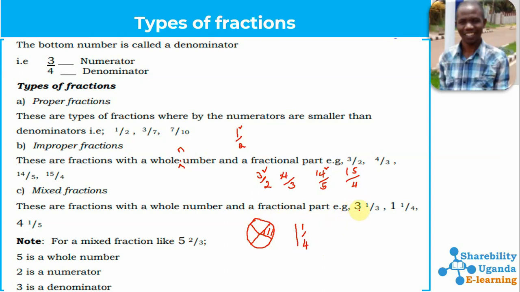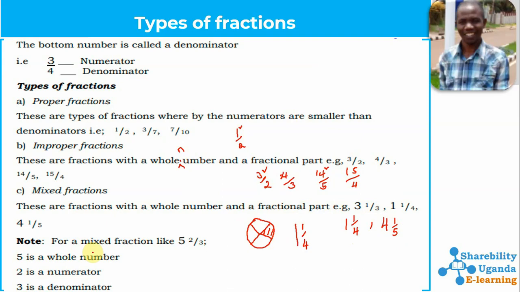Then we had been given a variety of examples where we have our 3. Our 3 is the whole number, then 1 out of 3. Then we also have our 1 whole number, which is 1, then 1 out of 4. Then we also have our other number, which was 4, then 1 out of 5. So we are saying that this belongs to a category called what? Called mixed fractions. So we shall also be looking at how we apply these in our number operations, and how they ask some questions.